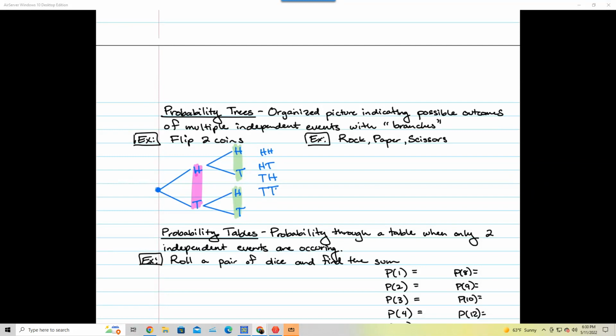If I were to ask you what's the probability, well, first of all, notice that there are four total outcomes. If I were to ask you what was the probability that the coins match, it would be 2 out of 4, because here's two coins matching and here's two coins matching. That would be 2 out of 4. If I asked you what's the probability of the two coins not matching, that would also be 2 out of 4, because you could either get a heads and a tails or a tails and a heads.